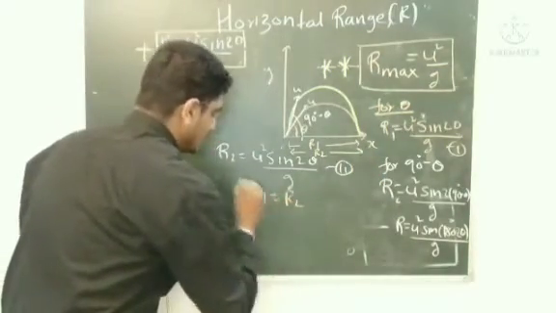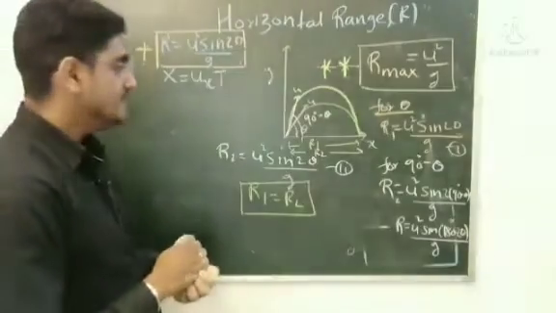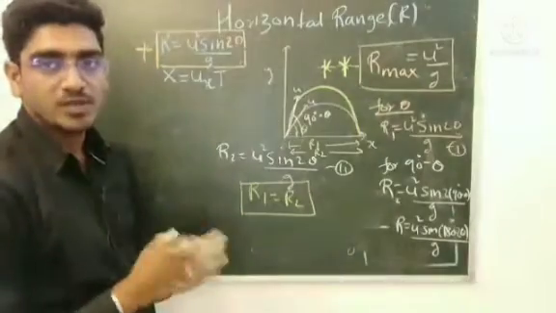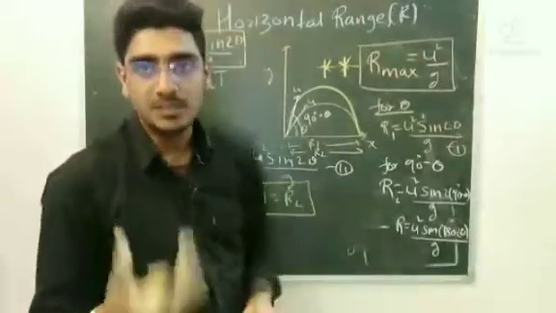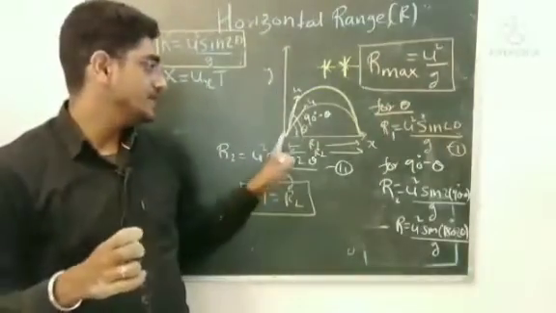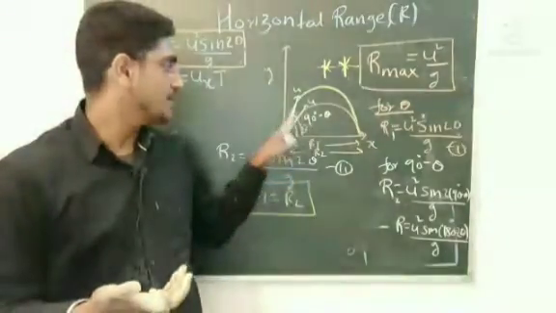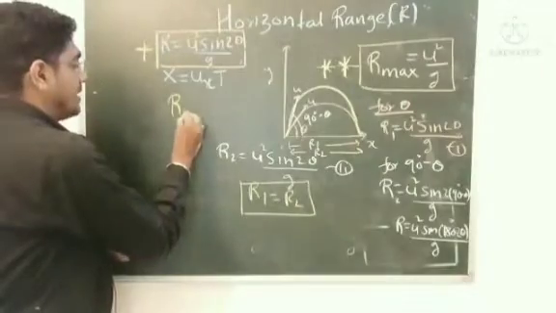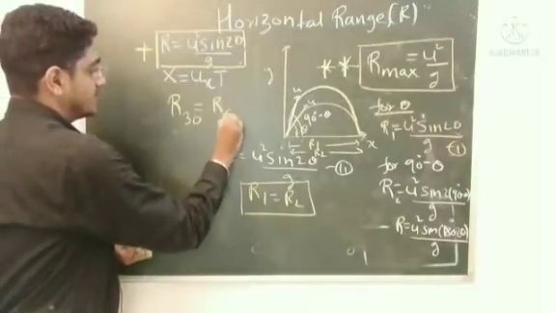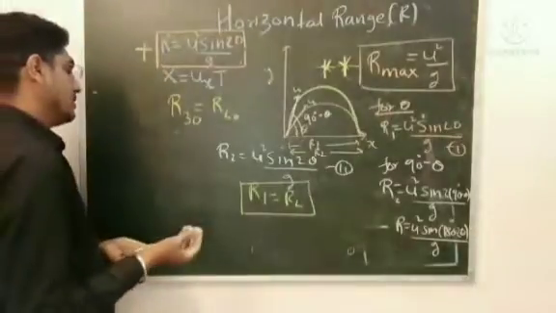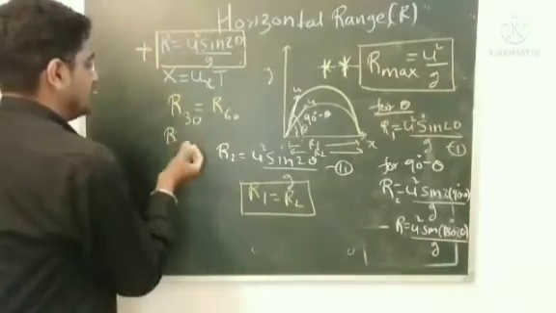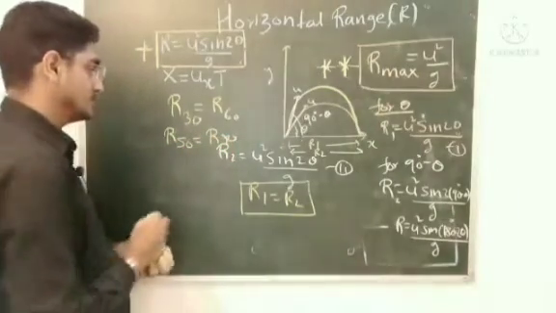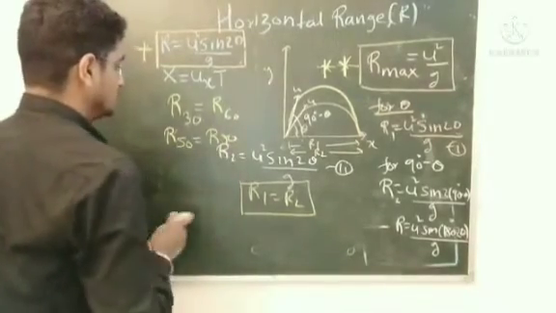Here R1 equals R2. That is, range is always the same for two complementary angles, theta and 90 minus theta. For these two angles, the range of the projectile is always the same. Means if we throw a particle with a certain speed at a certain angle theta, and then throw it at another angle 90 minus theta, the range will always be the same. So if we throw a particle at 30 degrees, its range is equal to that at 60 degrees, 90 minus 30. Or if we throw a particle with some speed at 50 degrees, its range is the same at 70 degrees also, 90 minus 50.